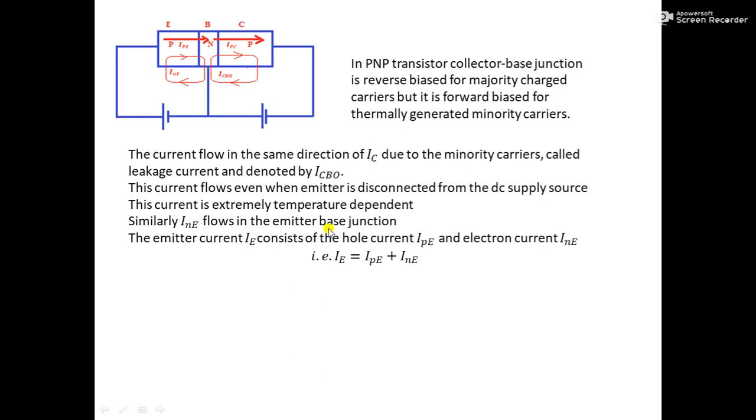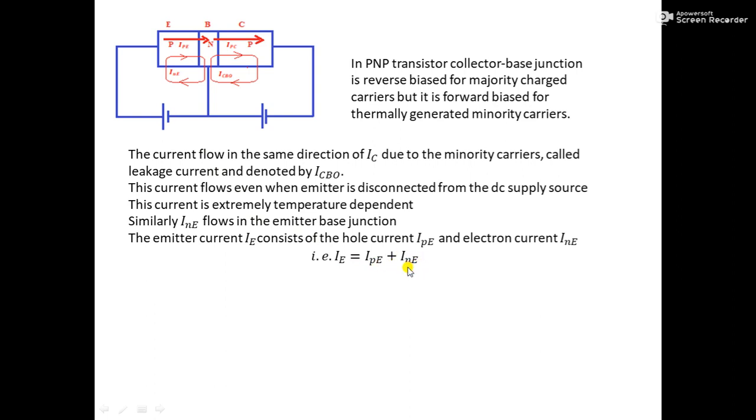The emitter current IE consists of the hole current IP and the electron current INE. So the total current that is flowing in this direction is the sum of IP plus INE. So this is the hole current, the current due to the holes, that is the majority carrier in the emitter side, and this current is due to the electron flowing from base to emitter.